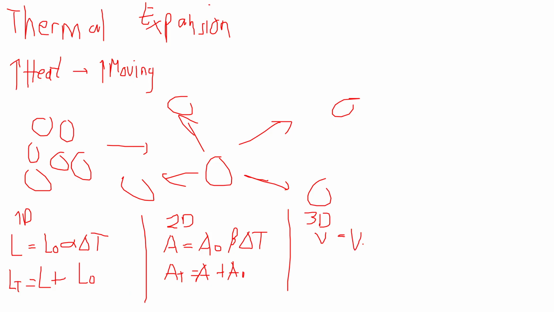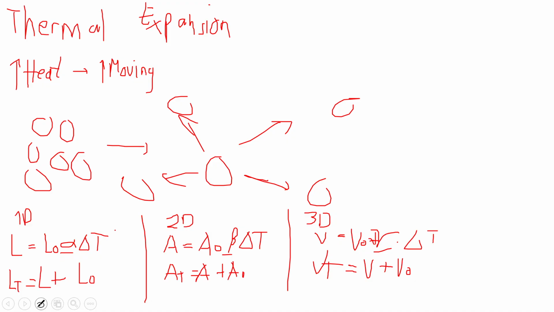And for the third dimension, guess what? It's volume. Whoa, no way. It's V null multiplied by gamma multiplied by the change in temperature, and the final volume is V plus V null. See, it's all very similar. But keep in mind, alpha, beta, and gamma are three different numbers. Three different variables. They're not the same, they're very different.